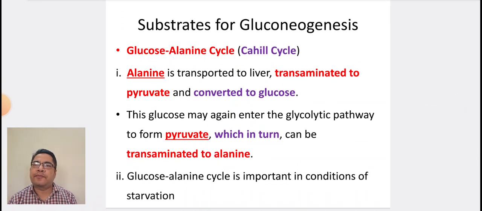Glucose alanine cycle or Cahill cycle. Alanine is transported to liver, transaminated to pyruvate and then converted to glucose. This glucose may again enter the glycolytic pathway to form pyruvate, which in turn can be transaminated to alanine. Glucose alanine cycle is an important condition in starvation.